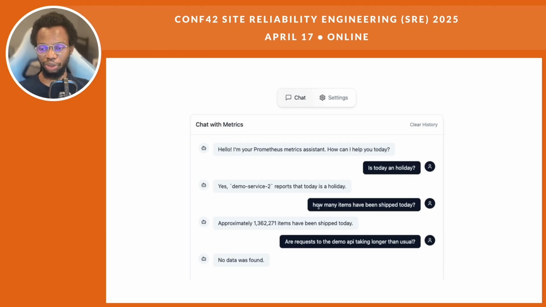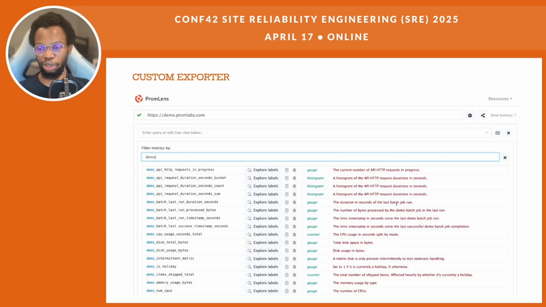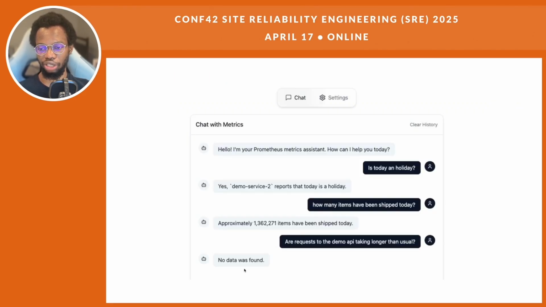The second question we ask is how many items have been shipped today. So if we go back up, we'll see that there is a custom metric exposed called items shipped total, which is a counter that keeps track of the number of items that have been shipped. So making use of this, we expect that the AI will use this counter to be able to answer the question of how many items have been shipped today.